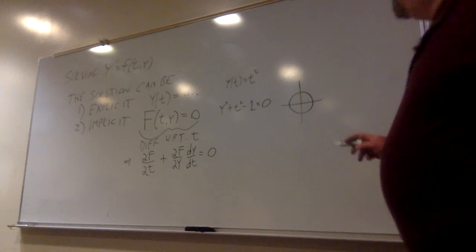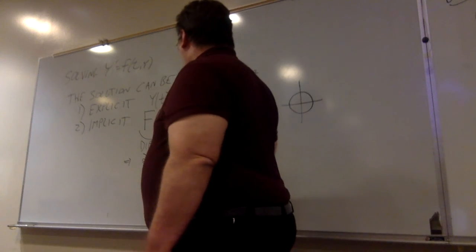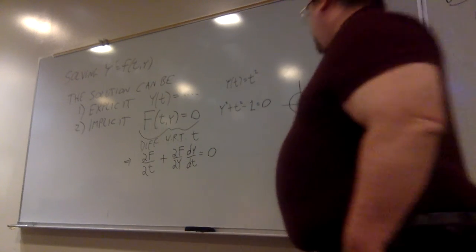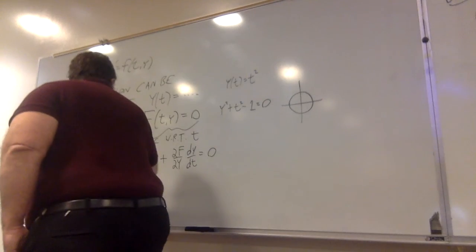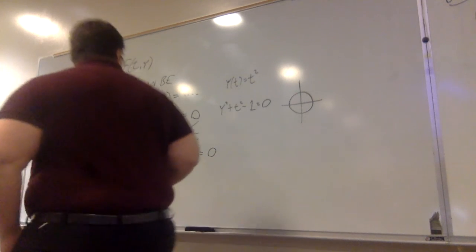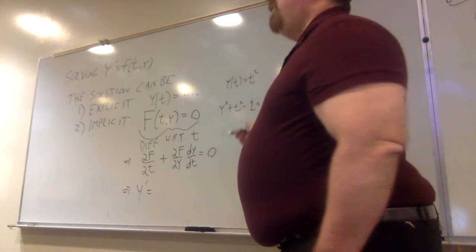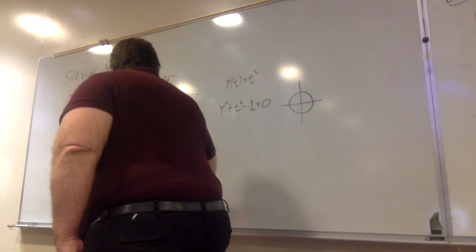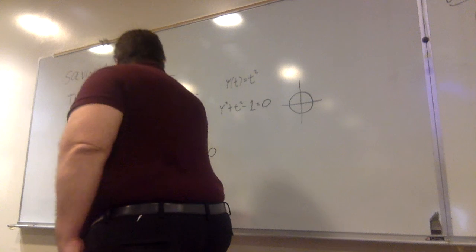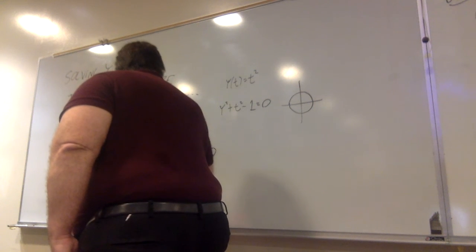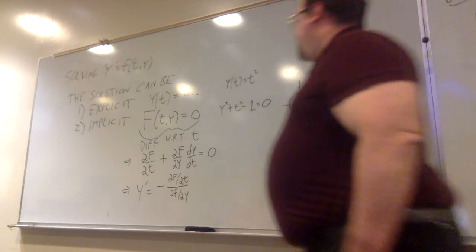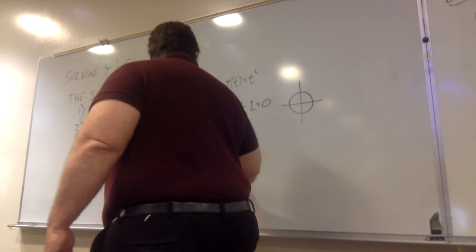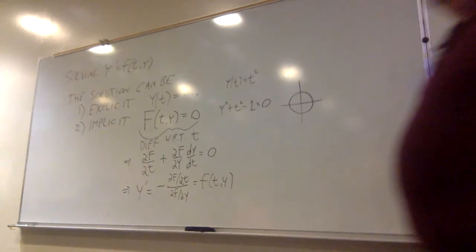Now, what I'd like to do is have this match my original equation. So I can go ahead and rearrange this and solve for y prime, dy dt. And what I would get, I would just move this to the other side. So minus df dt, and then divide by df dy. And that is supposed to equal little f of t, y.